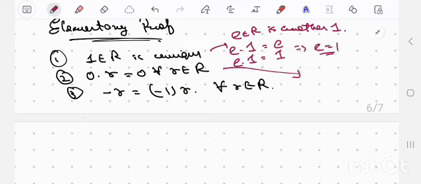In case of 2, you can prove it in this way. What is 0 times r? You can write 0 times r as 0 plus 0 times r, distributed. So you get 0 times r plus 0 times r. So these two get cancelled out, and you get 0 times r is equal to 0.